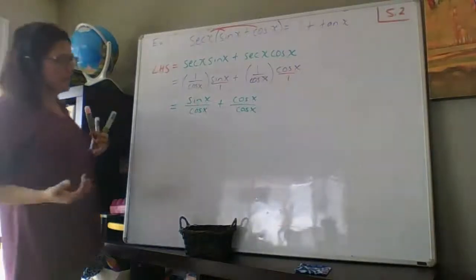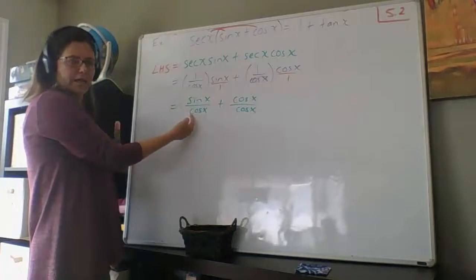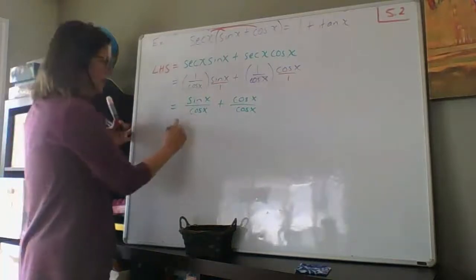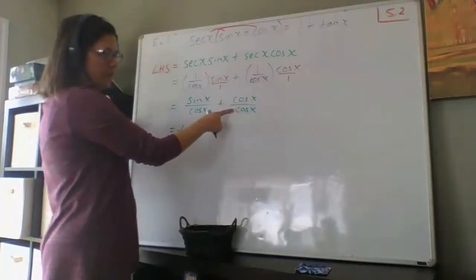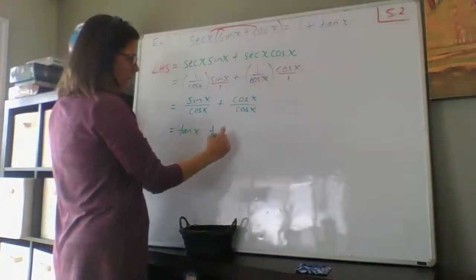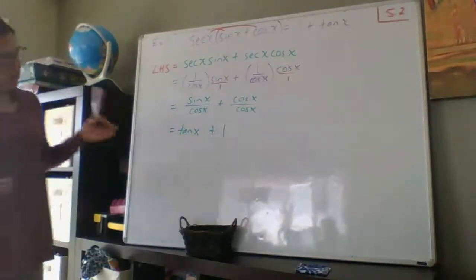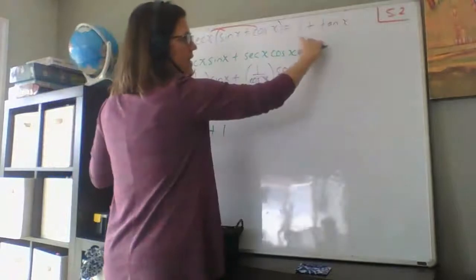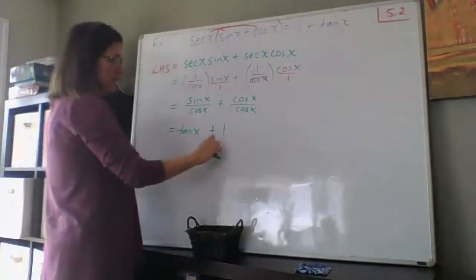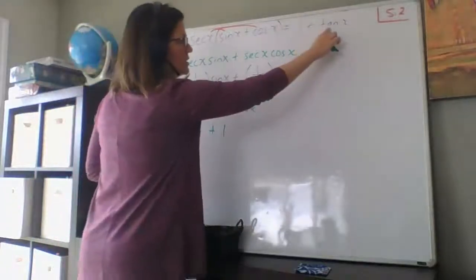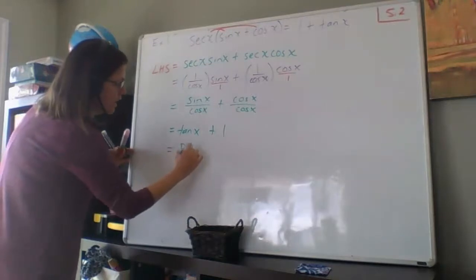So now we can observe that sine x over cosine x is in fact tangent x, and any expression divided by itself is going to be 1, so we get tangent x plus 1. And now is when we say, okay, now let's look at that right-hand side to see, are we close? Oh yes, we're very close. In fact, tangent x plus 1 is the same as 1 plus tangent x. So we can now say that equals the right-hand side.